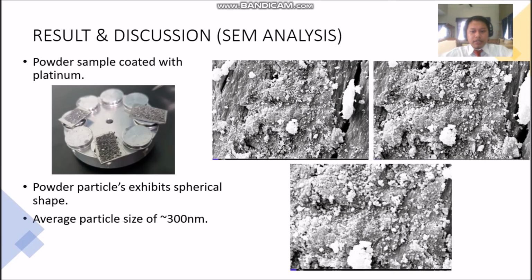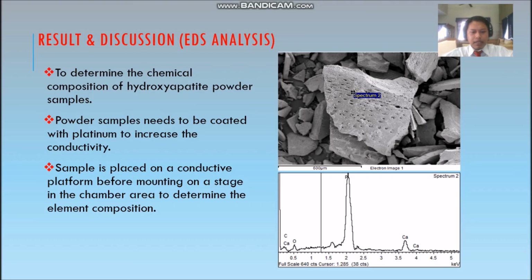Visual examination results reveal that the hydroxyapatite powder exhibits a spherical morphology with an average particle size of 300 nanometers, which is crucial for tissue engineering applications. Last but not least is the EDS analysis, which will determine the chemical composition of hydroxyapatite powder samples. This approach also entails coating the powder samples with platinum to increase their conductivity, then attaching samples to a conductive platform before mounting them on the stage in the chamber area to determine their element composition.